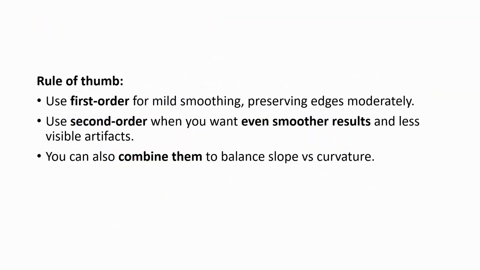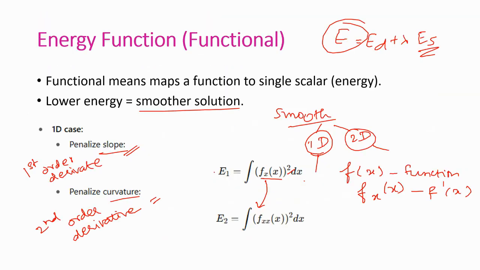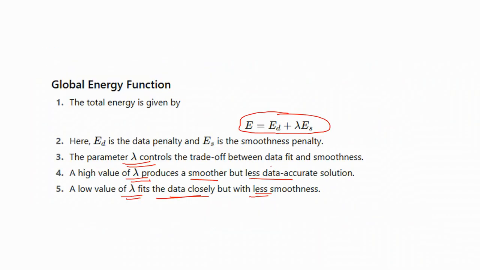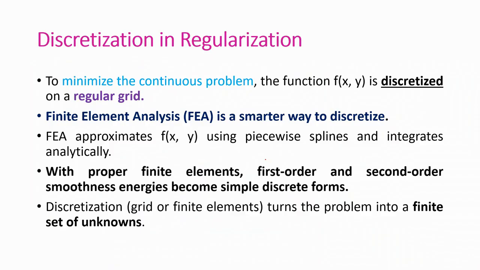Now in the previous term for smoothness we have considered only the integration part, right? So which means it can work only with the continuous data. But if you want to work with the discrete data, in general continuous data would cause infinity problem. So in order to minimize the continuous problem, this function is discretized on a regular grid. How to discretize? We can use some technique called finite element analysis. This can make the continuous data into grid of data, and we can perform the processing only inside the grid.